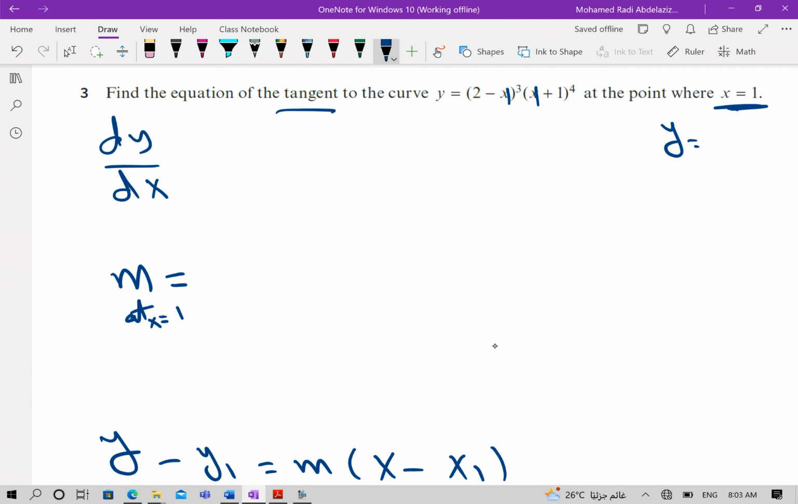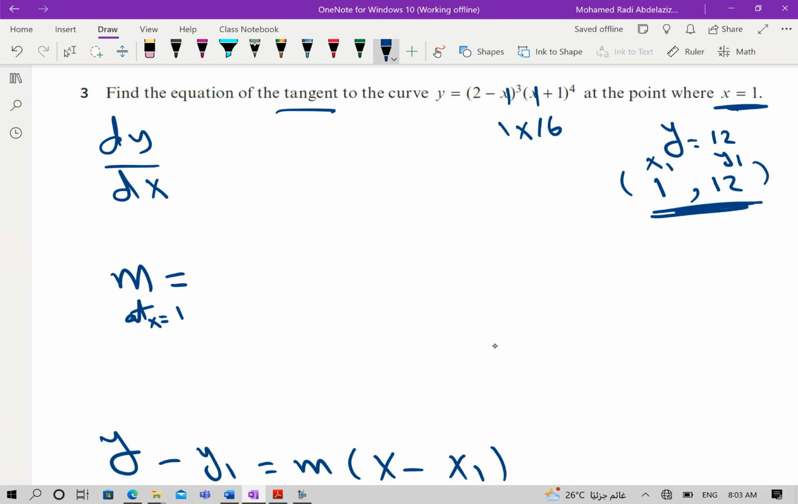Substitute by 1: 2 minus 1, 1 cubed is 1, times 1 plus 1, which is 2, to the power 4 is 16. So the y coordinate will be 16. So the whole point is (1, 16). This is x1 and this is y1. Now we have the point.